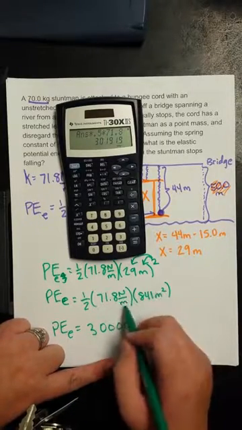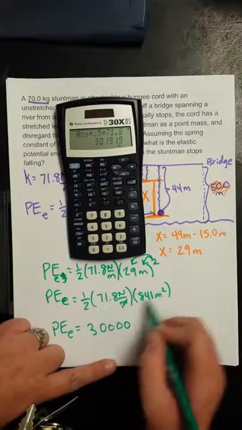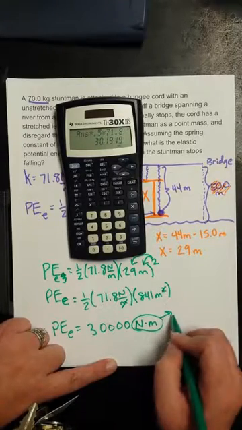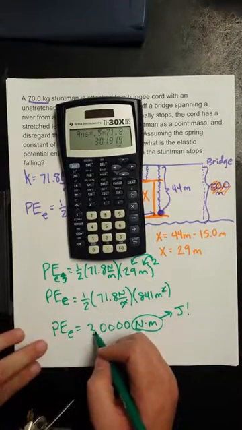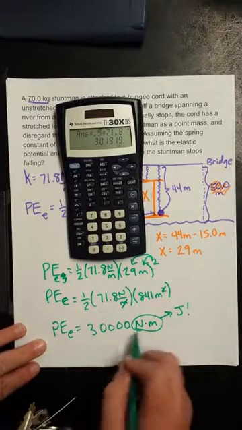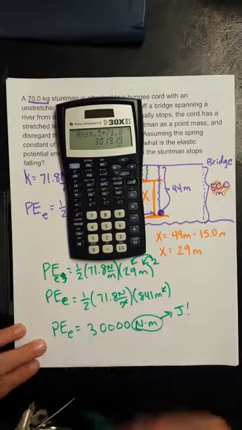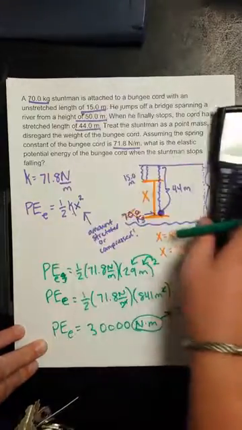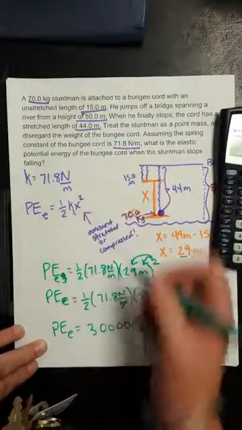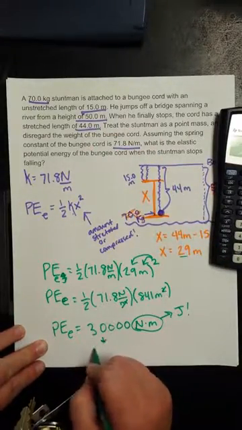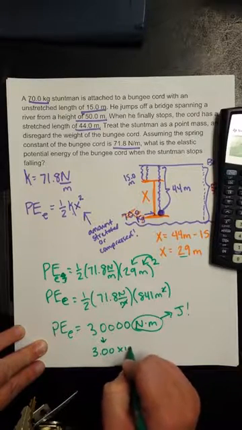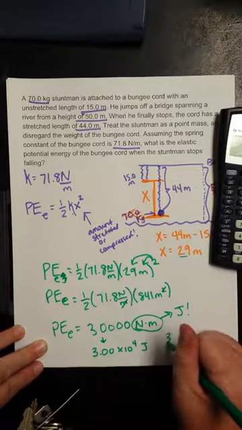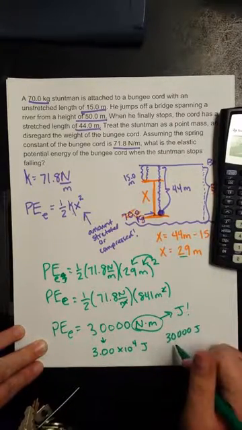And let's look. We get newton per meter times meter squared. So this meter is going to cancel out one of those, and we're going to end up with newton times meters. That's a joule. You could leave this like this for my class. 30,000 is fine. If you are a stickler for significant figures, we would need 3 sig figs. So you would write this as 3.00 times 10 to the 4th joules. But really, 30,000 joules is totally fine with me.